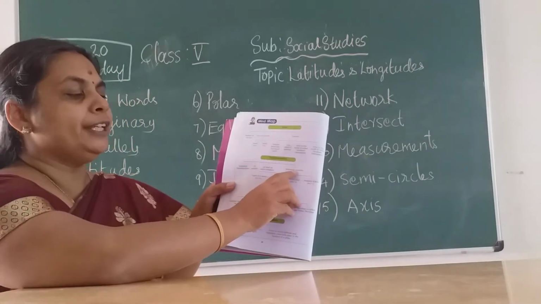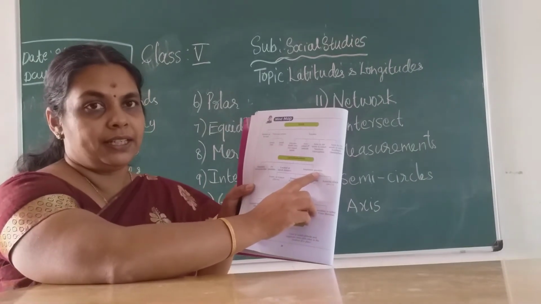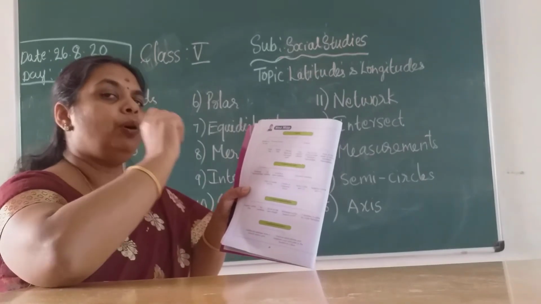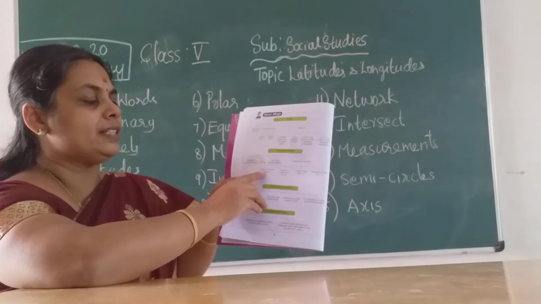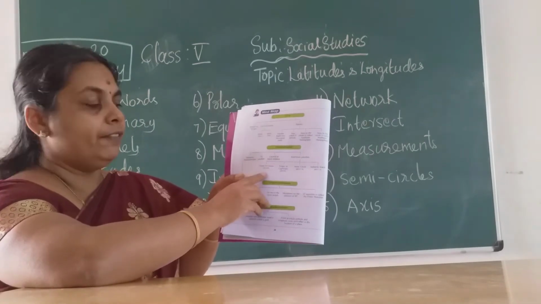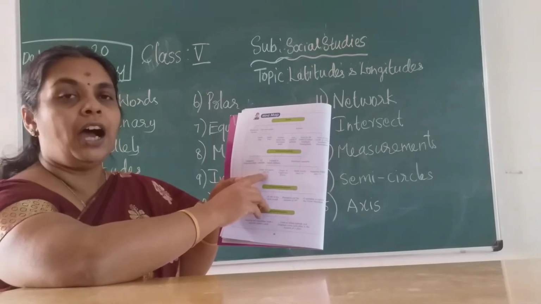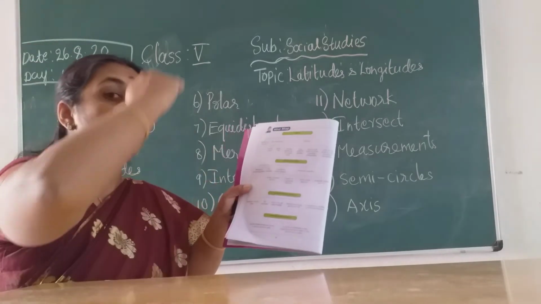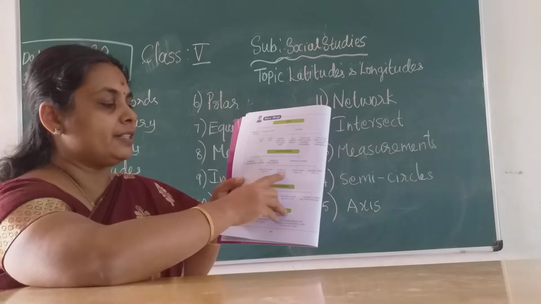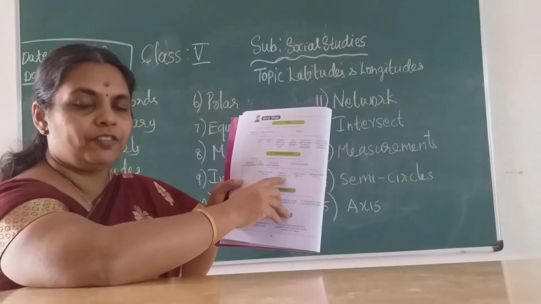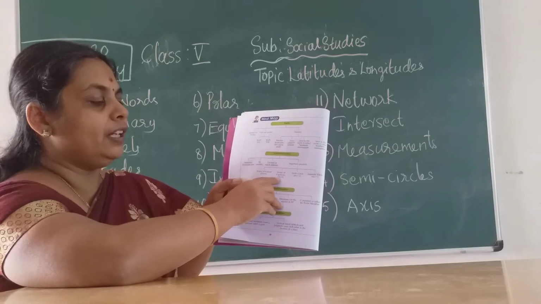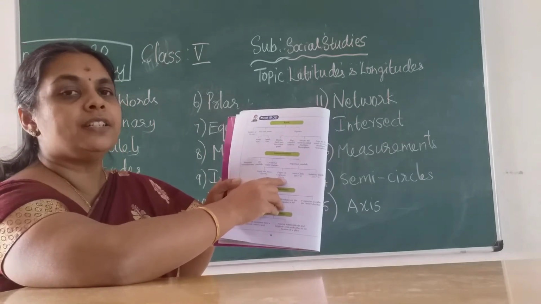Now some important parallel lines are there. As we divide the Earth into horizontal lines, some important parallel lines are there. That is the Tropic of Cancer, which runs at 23.5° north, above the equator. Next one is the Tropic of Capricorn. It is below the equator at an angle of 23.5° south.